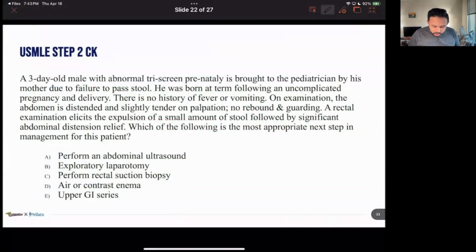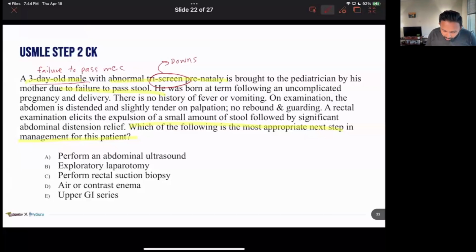So similar to Jake, I'm going to be going through line by line, breaking it down. I'll start with the stem. Which of the following is the most appropriate next step in management for this patient? A 3-day-old male with abnormal tri-screen prenatally is brought to the pediatrician due to failure to pass stool. So in this situation, what we notice is that this is failure to pass meconium in a neonate. And with an abnormal tri-screen, especially if the beta-HCG and the inhibin are abnormal, what we are going to be thinking of right away potentially is trisomy 21.